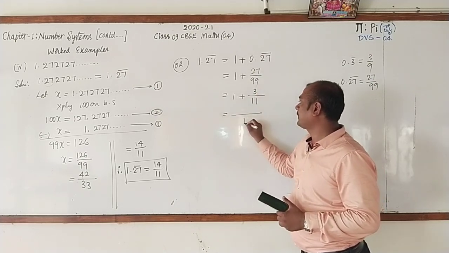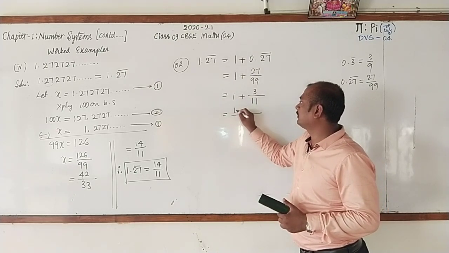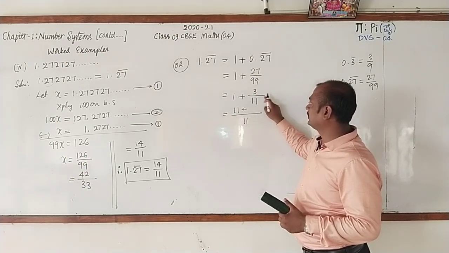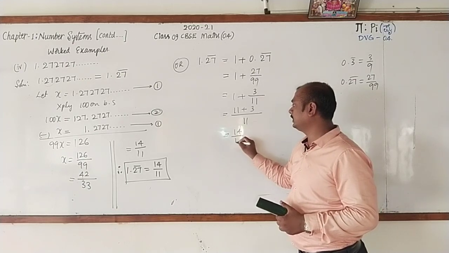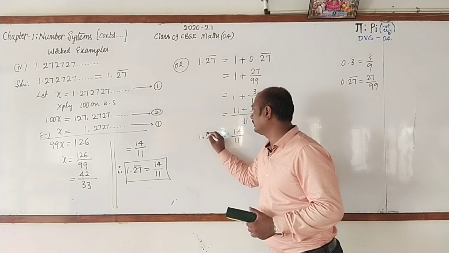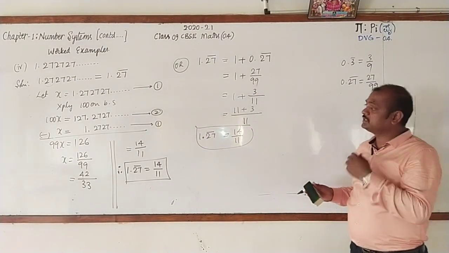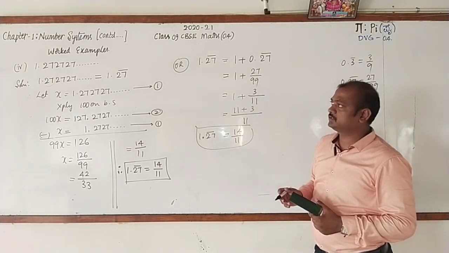Now take the LCM, 11. Multiply 11 with the first term: 11 ones are 11. Multiply 11, the LCM, with the second term: 11 gets cancelled, 3. 11 plus 3 is 14. 14 by 11, same thing as 1.27. Got it? So this will be an easier method for pure decimal expansions.